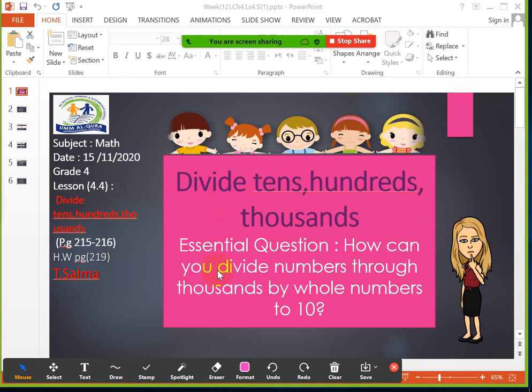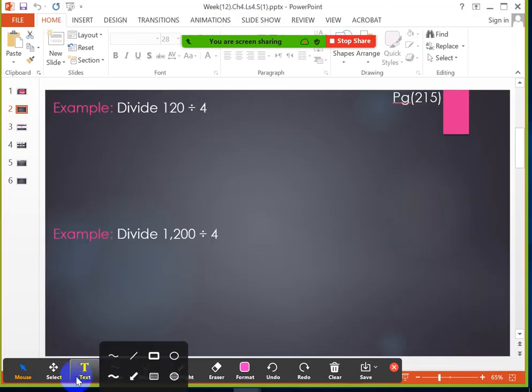Okay, girls, so today we will talk about how we will divide tens, hundreds, and thousands. And how can you divide numbers through thousands by whole numbers to 10? That means today we will divide tens, hundreds, and thousands numbers. Okay, so let's start with the first example to know how I will divide those numbers.